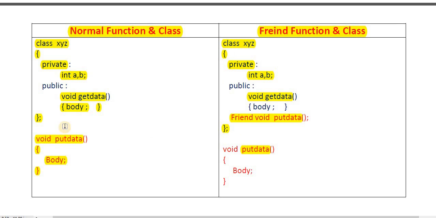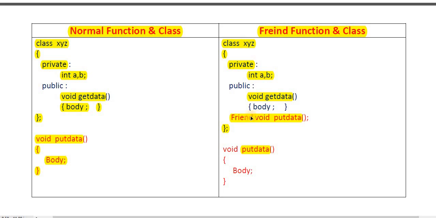On the left side there is no relation between the put data function and the class, but on the right side there is a relation. What is that relation? Friendship. Now put data has become a friend of the xyz class by using the friend keyword. So this is the difference. Any external function cannot access or use the members of a class, but if we declare a function as a friend, then that function can use all the members of the class. So this is the main difference.